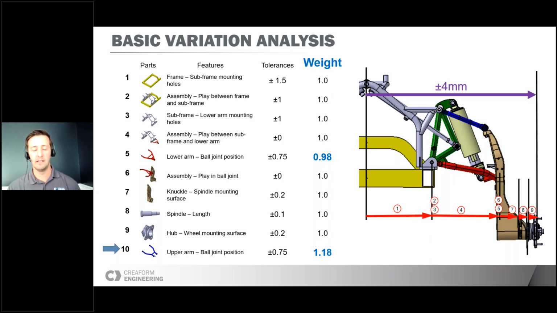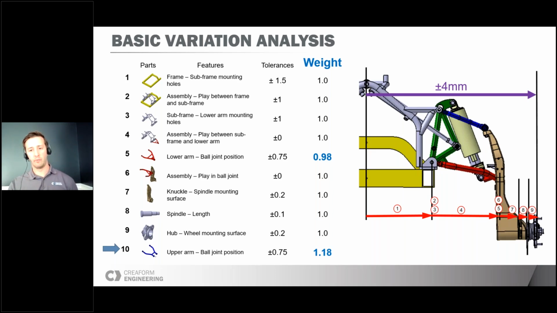But I also added the weight column, in which you see all my contributors that are in the exact same direction as my requirement. I have a weight of 1, but you see that my item number 5, lower arm, has a weight of 0.98, and my item number 10 is 1.18 because of the projection of the knuckle.